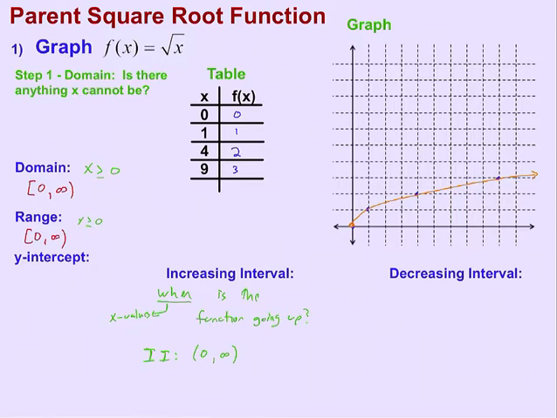The decreasing interval is a similar idea, except it's when is the function going down from left to right. And in this particular function, it's never going to go down. This orange arrow over here is pointed up, slowly, but it's up, and it's never going to turn around, unlike some other functions that we've seen and that we'll see soon. So we would say that this function does not have a decreasing interval.